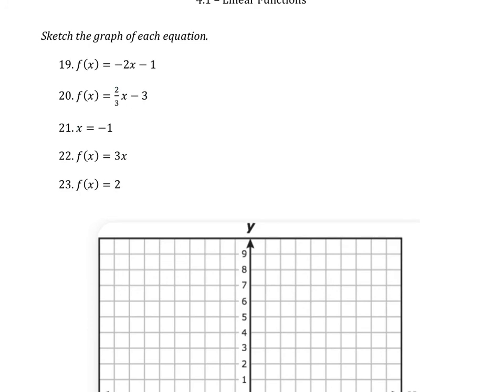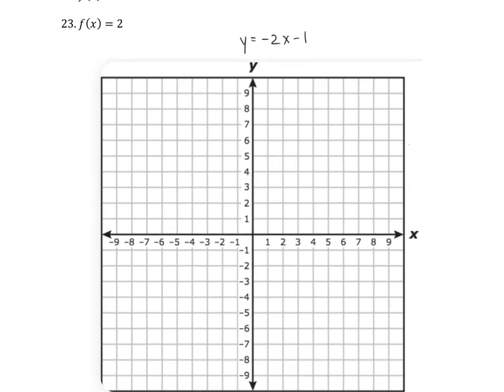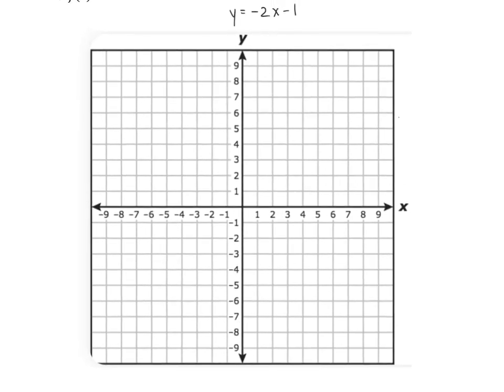So the last part of this section is sketching a graph given an equation. So I'm going to graph all of these on these axes to show you how to do it. So the first equation is for number 19. We have y equals -2x minus 1. So I'm just replacing the f of x with a y. It means the same thing. So when you're graphing a line, you start by graphing the y-intercept. So here the b is -1, so that's where it crosses the y-axis. So you put your first point there.